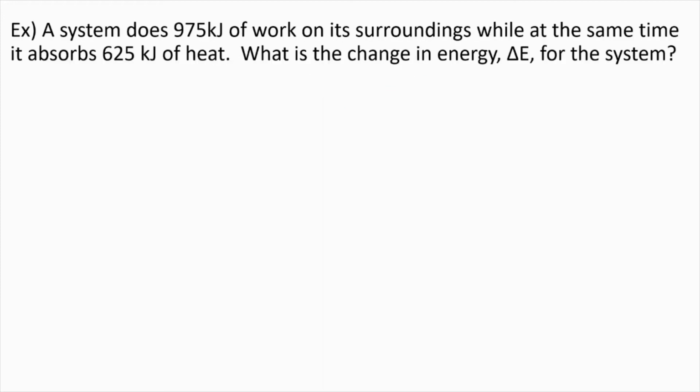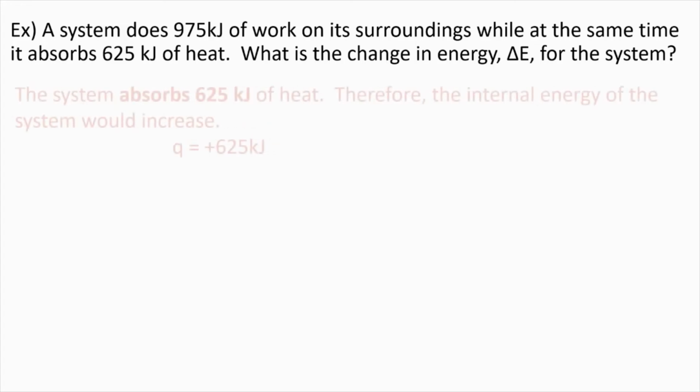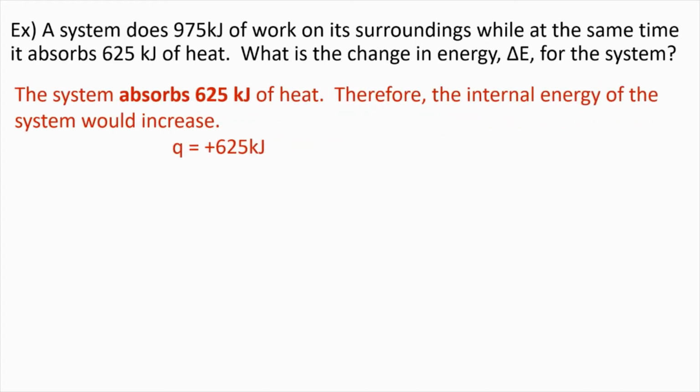So let's do some practice here. A system does 975 kilojoules of work on its surroundings, while at the same time absorbs 625 kilojoules of heat. So what is our change in energy? It tells us that the system is doing work on the surroundings, and it tells us that we are absorbing heat. So absorbing heat is endothermic. Therefore, our Q is positive.